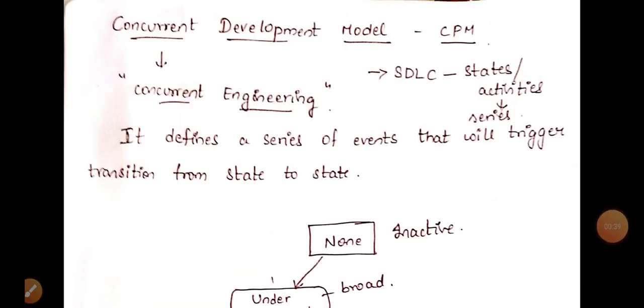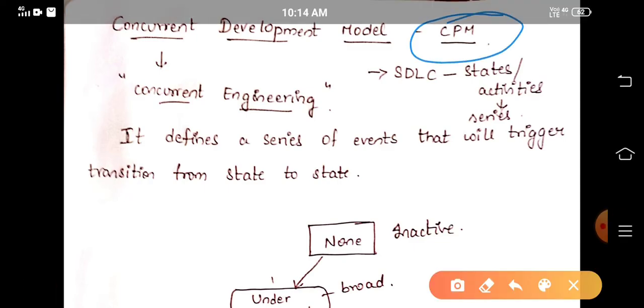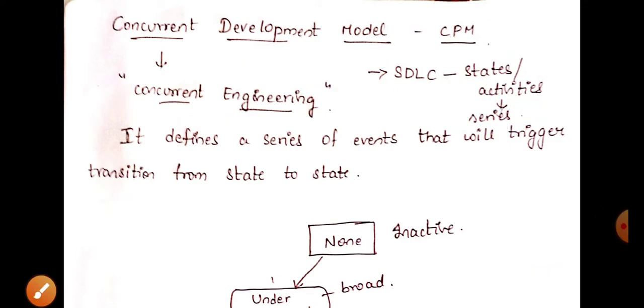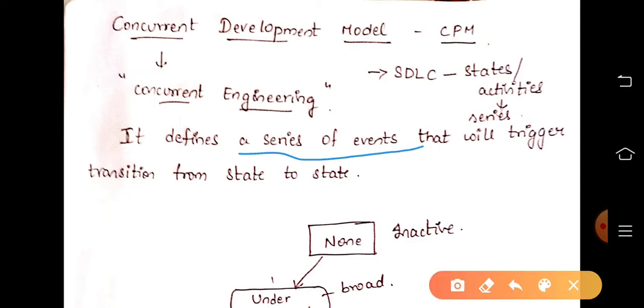This concurrent development model is also known as the concurrent process model or concurrent engineering. In this model, the software development life cycle has some states or activities, which we represent as a series. That means the definition of the concurrent development model is that it defines a series of events. Events are nothing but states or activities.